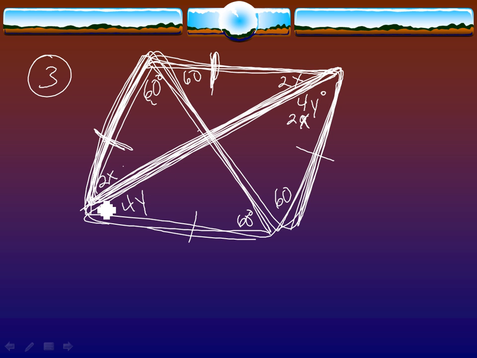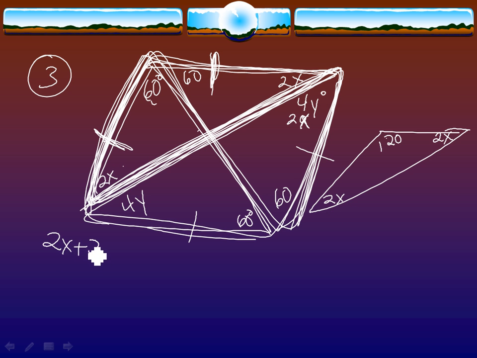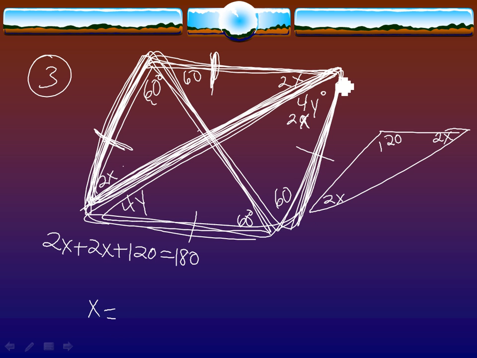If I split off that big triangle up top there, what can you tell me about this angle right there? Be careful. It's 120. What's this angle? 2x. What's this angle? Can we figure out what x is? 2x plus 2x plus 120 should equal 180. Somebody solve that for x. Let's do the same thing for y over here. What equation can we set up there for this other triangle?